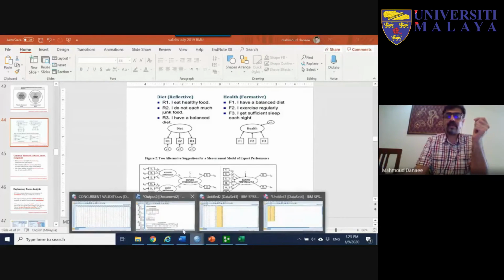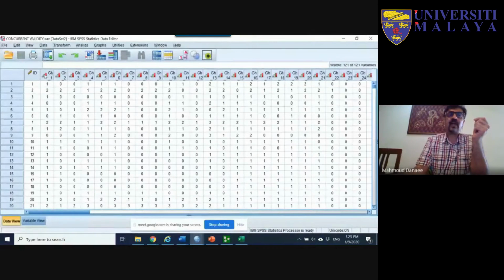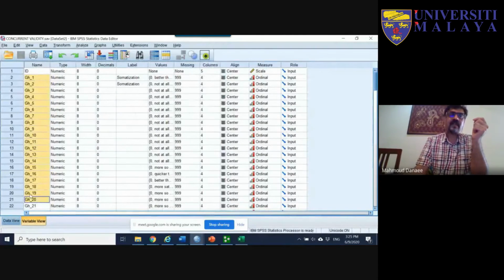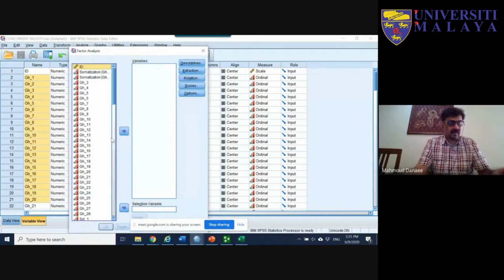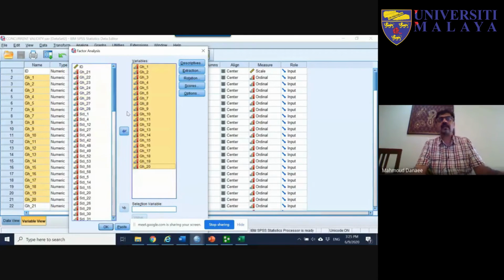Let me show you practically. Suppose that I have designed 20 items to measure mental health, correct? If I do the factor analysis using exploratory factor analysis, I will explain the difference between exploratory and confirmatory later. Look here.